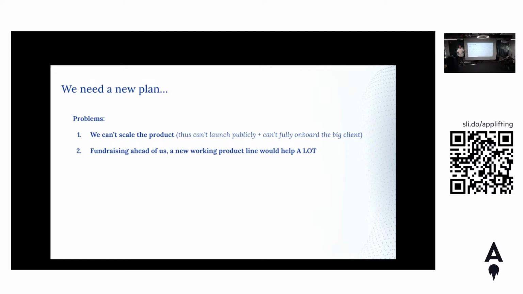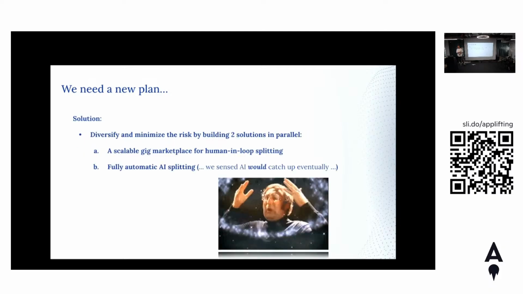The biggest problem was that we couldn't scale with humans in loop, we couldn't launch publicly, we couldn't fully onboard this enterprise client. And the new problem, we're running out of money. And fundraising was ahead of us, so having a new, huge product with a successful launch would be great. So the immediate goal was we needed to scale the product ASAP, no matter what. And the ultimate goal, but we were fine with eventually this happening, was it needed to be fully automatic because humans in loop just don't scale infinitely.